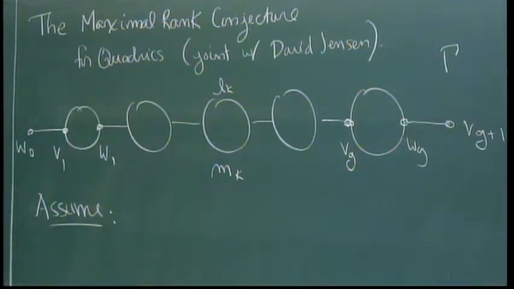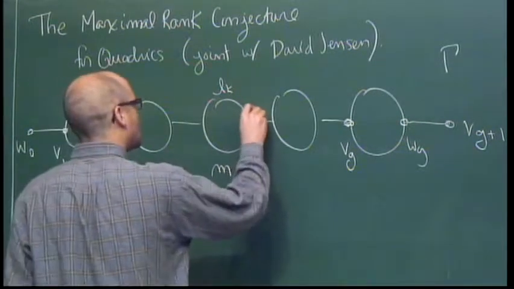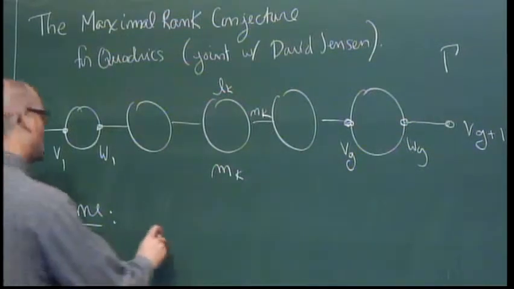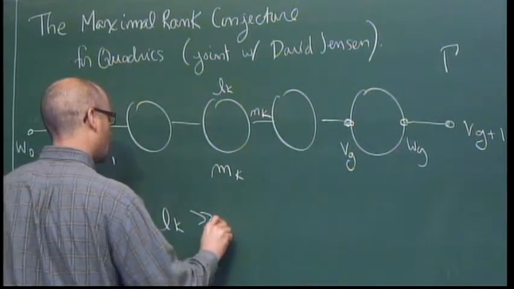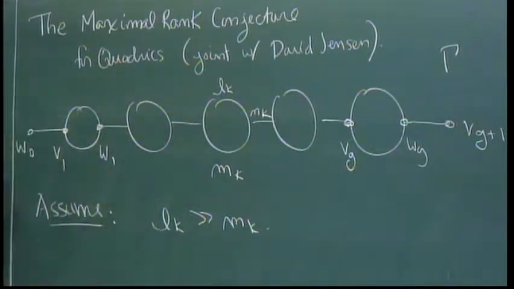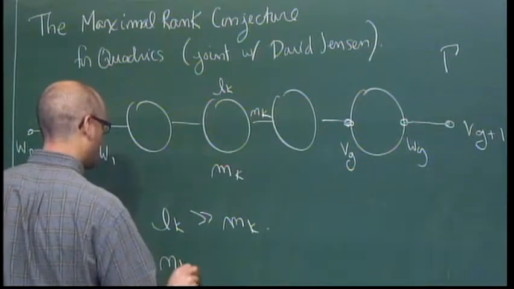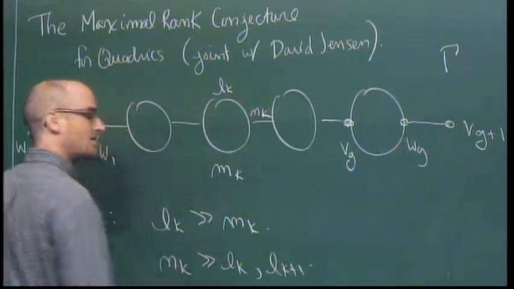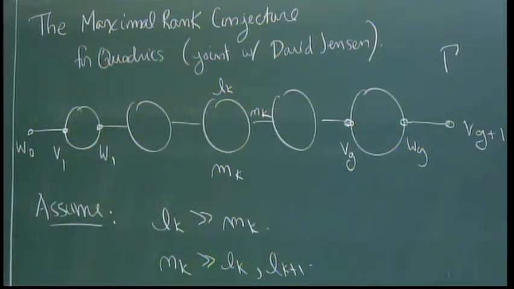MK will be the length of the bottom edge. And NK will be the length of the bridge between the kth loop and the k plus first loop. And what we need to assume is that LK is much longer than MK. And NK is much longer than LK and also much longer than LK plus 1. So the bridges are very long. There's a big space in between adjacent loops.